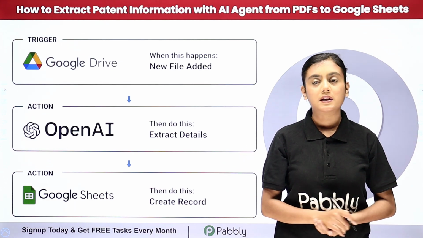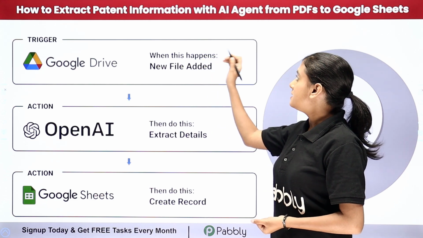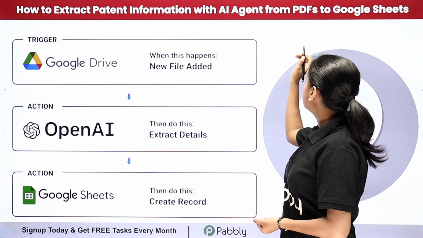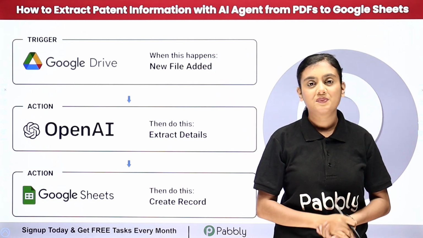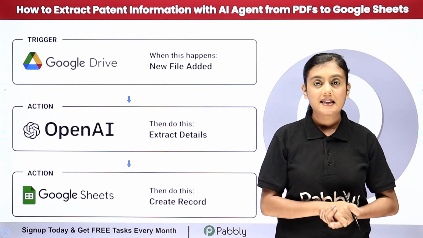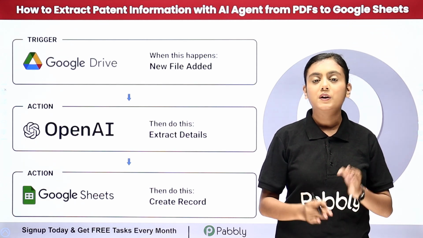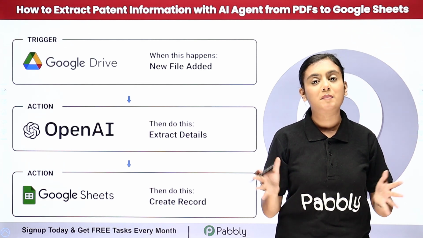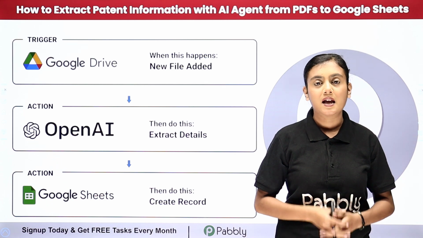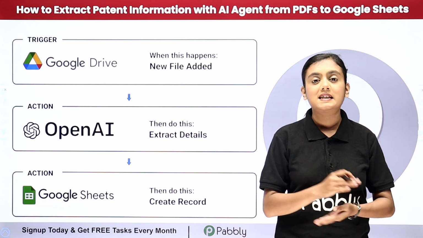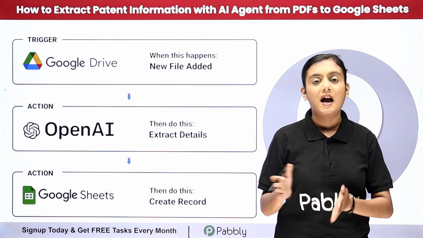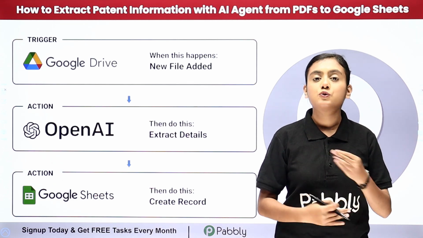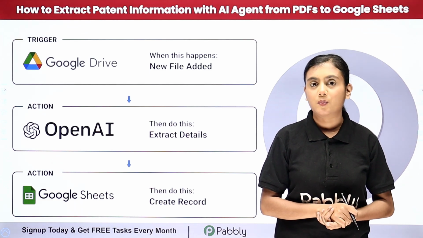In this video, we're going to learn how to extract patent information with AI agent from PDFs to Google Sheets. So I am an owner of a legal tech firm and I have created a form with the help of Google Drive in which I upload PDF documents of my patent documents of my customers. Now I want to extract the details like the patent number, inventor's name and address from the document, and doing that manually is very time consuming and hectic.